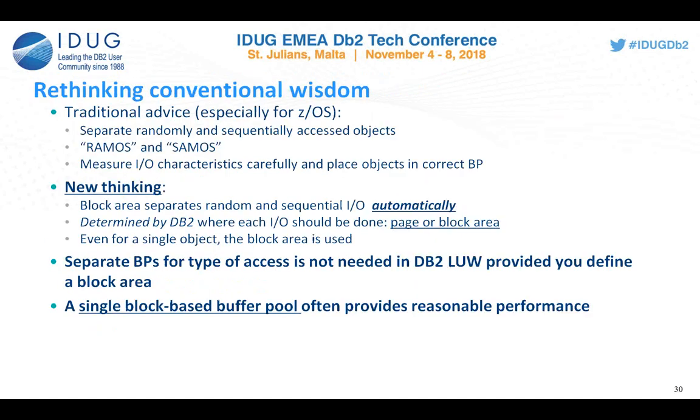I hope anyway. So what we're doing here is rethinking the conventional wisdom of separating random and sequentially accessed objects. They said random access mostly, sequentially accessed mostly. They go through all of these calculations. You buy products, you spend a lot of money. If I set up a block-based area, it automatically does it based on the type of IO. I don't have to give it any further thought. And this is one of the reasons. My final point is that a single block-based buffer pool often provides reasonable or better than reasonable performance. Excellent performance would be another way of saying that.